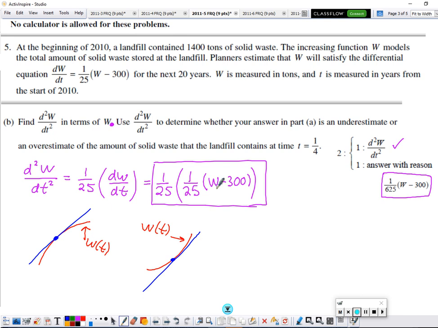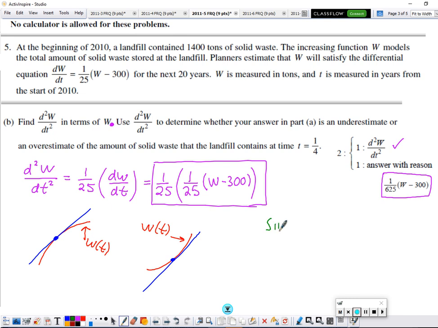So let's see, values of W. We start with 1400. So at the beginning, 1400, this would be positive. It models the amount of solid waste. It says W is increasing. Oh, there we go. W just increases. So this starts at 1400, never goes down. So this is always positive. So just write that down.